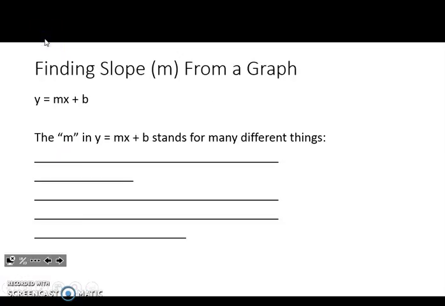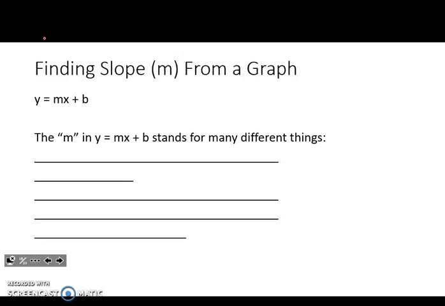All right, guys. So we are focusing on the m portion of our equation of y equals mx plus b. And more specifically, we are going to focus on finding the slope from a graph. So in the equation y equals mx plus b, we're focusing in on the m. The m in y equals mx plus b stands for many different things. We've already gone over this at the end of the lemonade problem. But I'm going to list them out here again.